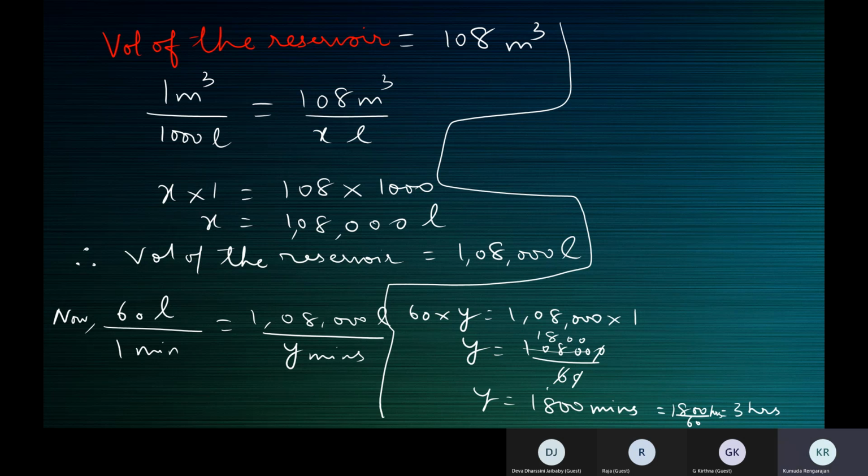Next, again, another proportion. 60 liters is filled in 1 minute. Then 1,08,000 liters will be filled in y minutes. So we have liters in the numerator and minutes in the denominator. Cross multiply. And the y you get is 1,800 minutes. Why minutes? It is minutes. Divide by 60 to convert it to hours. So 3 hours. That means the reservoir can be filled in 3 hours.